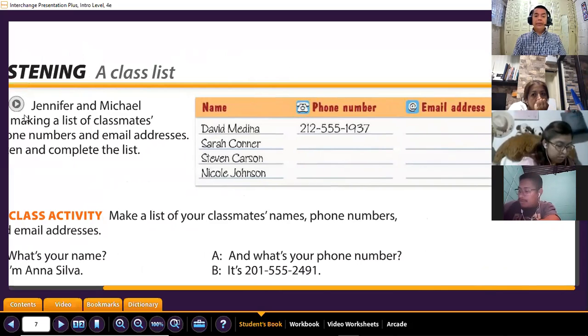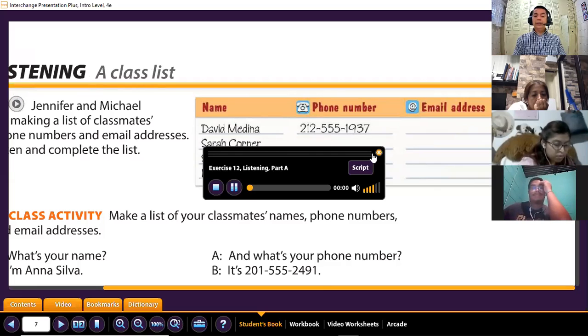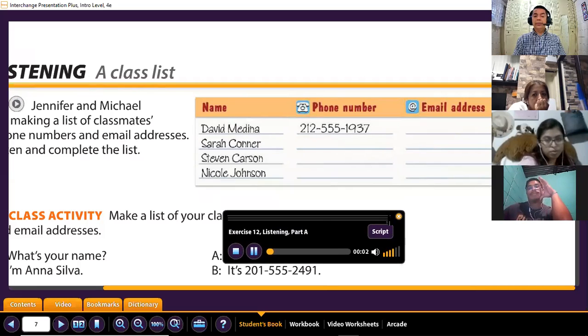Ready? Okay, let's copy, please. Page 7, Exercise 12. Listening. A class list. Part A. Jennifer and Michael are making a list of classmates' phone numbers and email addresses. Listen and complete the list.